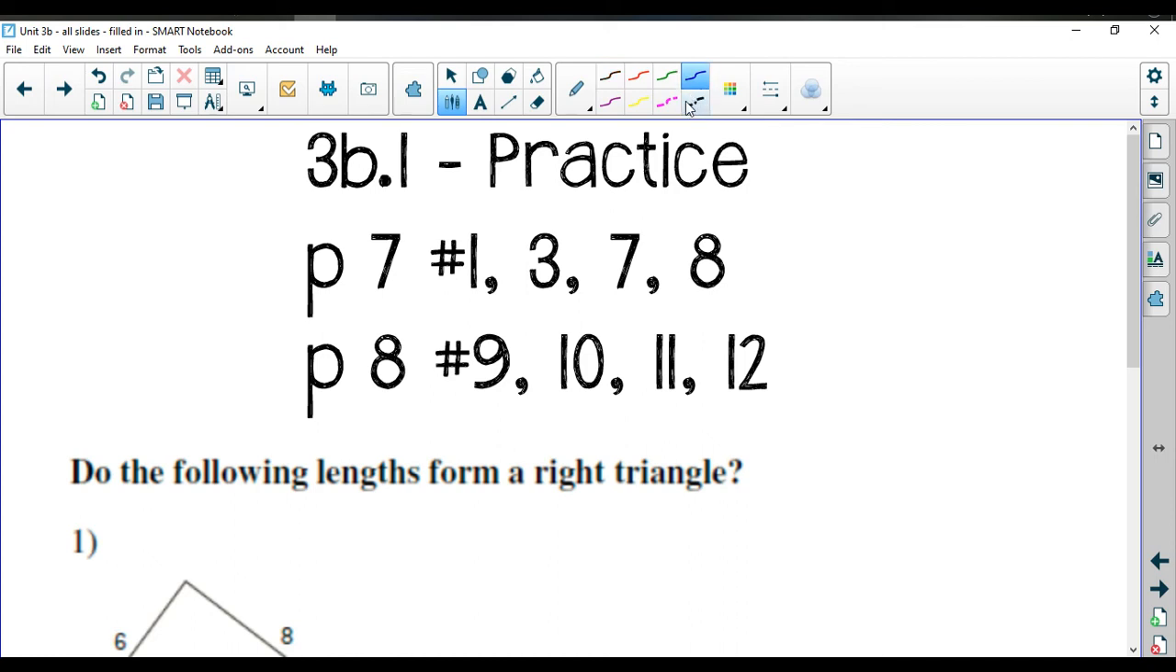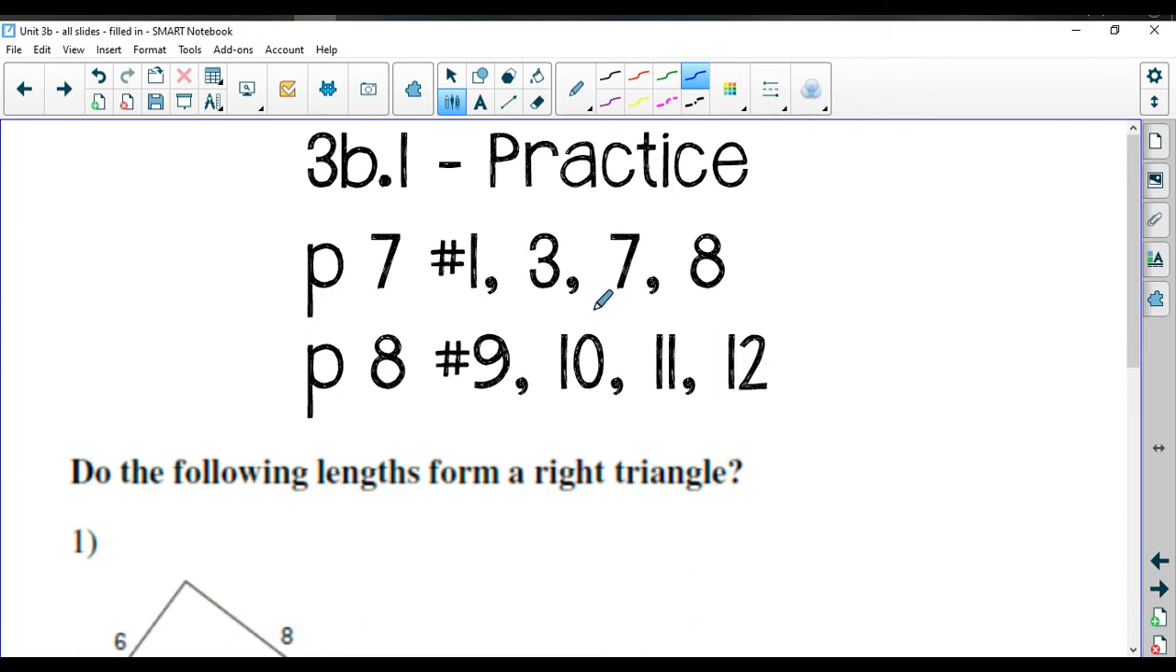All right, this is 3b.1, so this was solving for the hypotenuse, and we are going to do some practice work here. If you look on the bottom of your page, number 7, it'll have the number down in the very bottom middle. This is going to be where we start. We're going to do questions 1 and 3, and then 7 and 8 on this page. And then on page 8, we're going to flip over and we'll do 9, 10, 11, and 12.